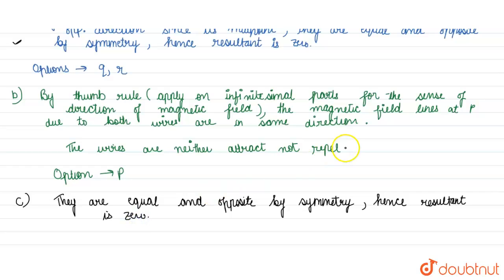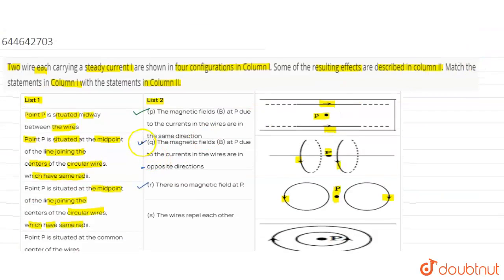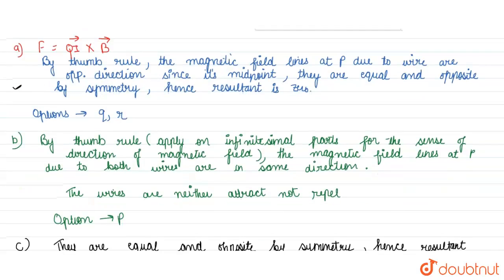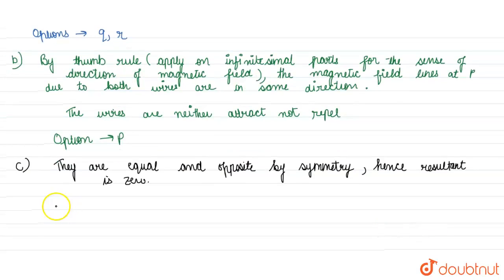So as we move towards the options, this will be the same, so options Q and R will be true for it, as they are equal and opposite to each other, so there is no magnetic field. So we can write option Q and R is true for it. Now move towards the last one.